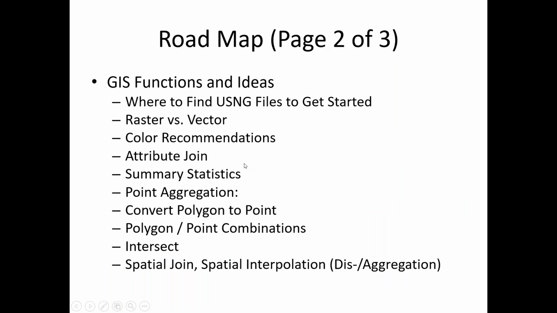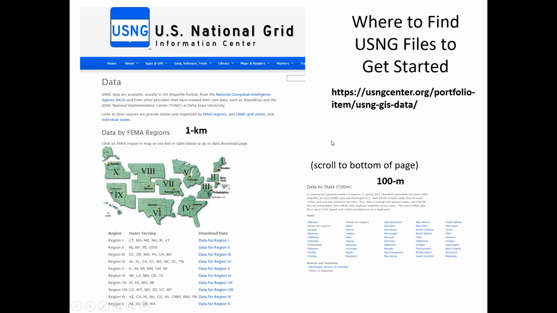So now we're going to move to the second part, where we're going to go through the GIS functions and ideas. First of all, you need to know how to download your grid system. There is an organization called USNG Center.org, and they have already made shapefiles for everywhere in the US at the 1 kilometer level. And if you scroll to the bottom of the page, they have 100 meter level. So it's just a matter of downloading these shapefiles.